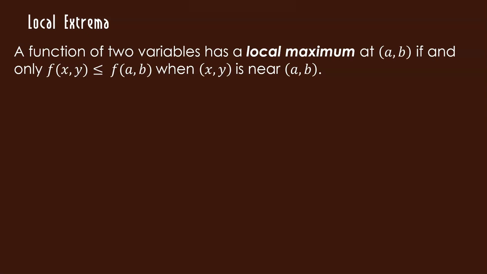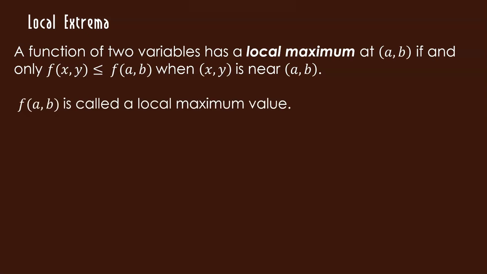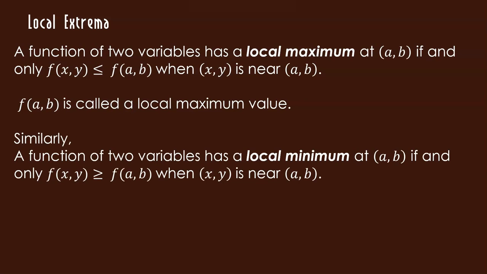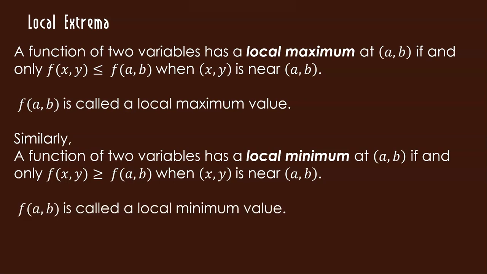As long as all the points within that circle have a functional value less than the functional value at (a, b), then it is a maximum. We say the maximum occurs at (a, b), and f(a, b) is the local maximum value. Same thing for minimum. We want it to be the low point. Everybody in the neighborhood is bigger than it. We call (a, b) where the minimum is, and f(a, b) is the minimum value.